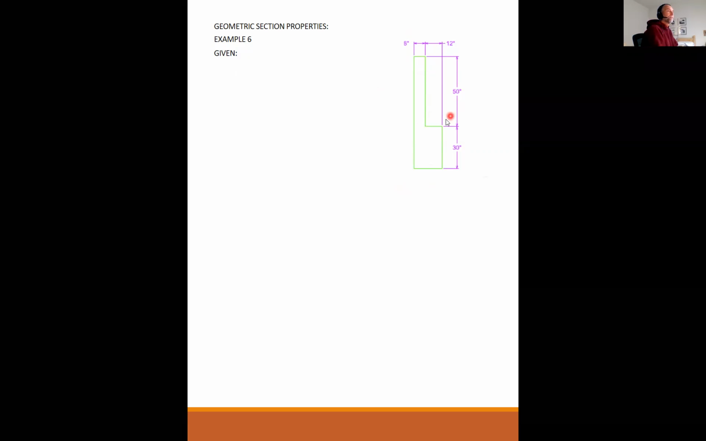Because this section is not symmetrical, it's going to have a maximum and minimum moments of inertia about some axis other than the convenient x and y axis. Okay, so let's put some numbers on this. What we want is the minimum and maximum moment of inertia. Start with finding the area. The area is 8 times 50 for this piece, plus 12 times 30 for the bottom piece.